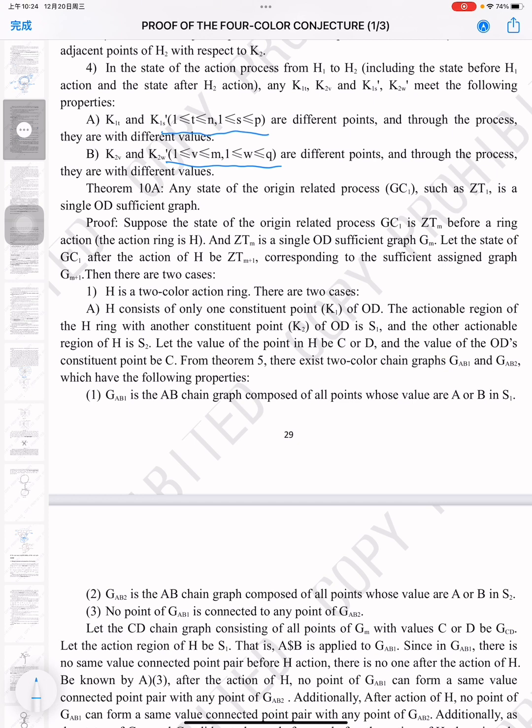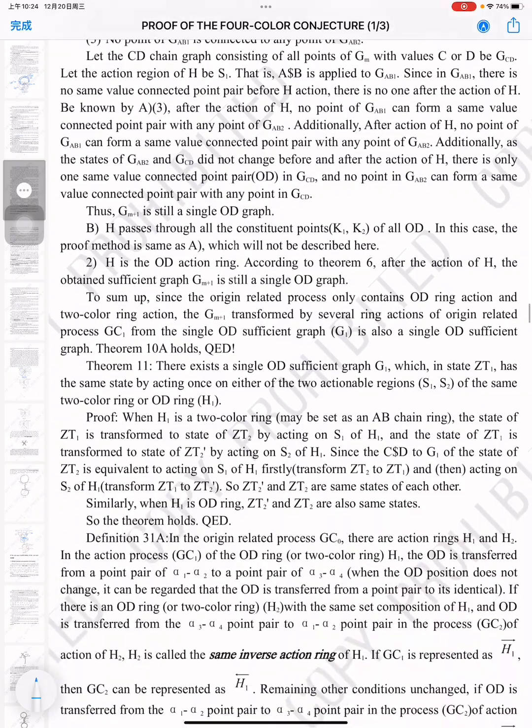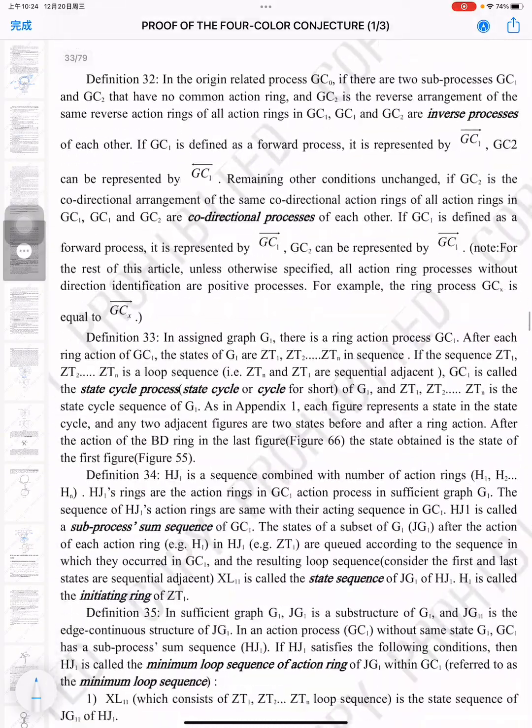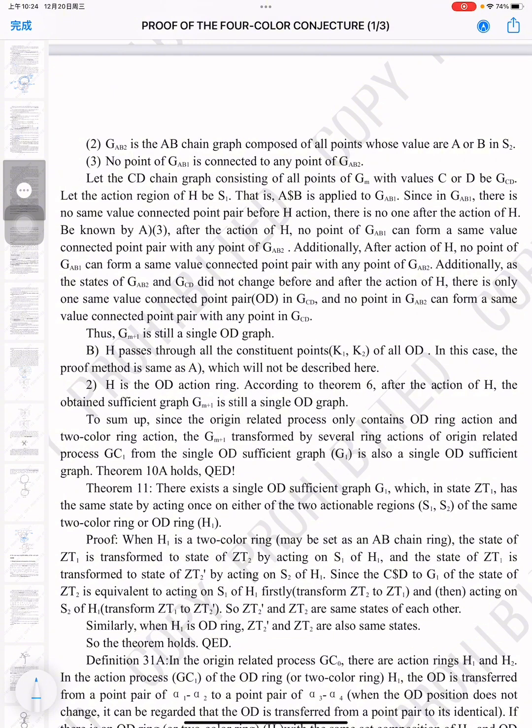1. GAB1 is the AB chain graph composed of all points whose value are A or B in S1. 2. GAB2 is the AB chain graph composed of all points whose value are A or B in S2. 3. No point of GAB1 is connected to any point of GAB2. Let the CD chain graph consisting of all points of GM with values C or D be GCD. Let the action region of H be S1. That is, AB swap is applied to GAB1.